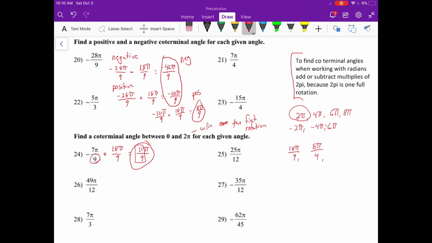As you look at 25 through 27, those are over 12. The denominator is 12. So what do we want to use? Well, 24 pi over 12 is the form of 2 pi that we want to use, and you can find the coterminal angles between 0 and 2 pi. So in 25, you'll have to subtract. In 26, you'll subtract. 27, you'll add. And actually, in 26 and 27, you might need to do a few. You might need to add twice. So that is how you find coterminal angles between 0 and 2 pi.